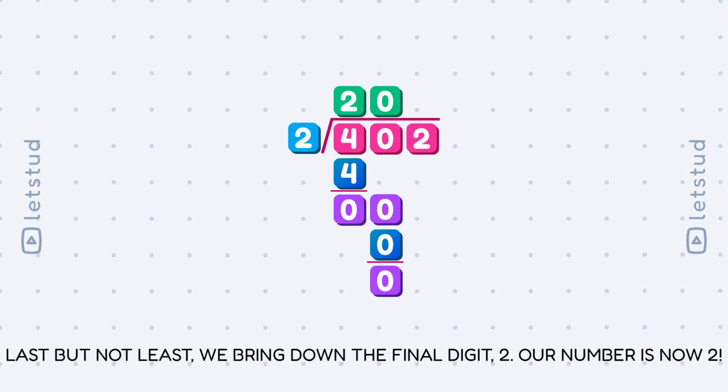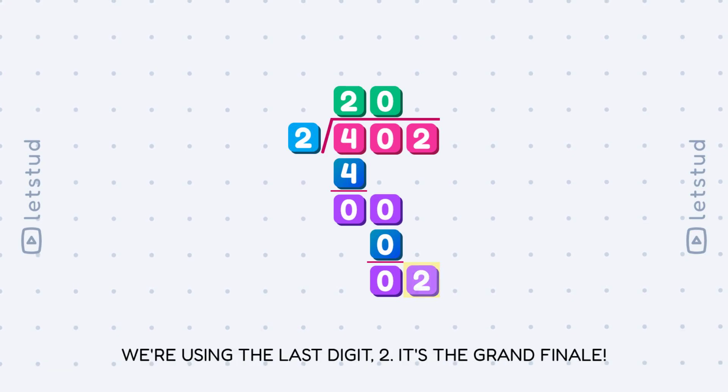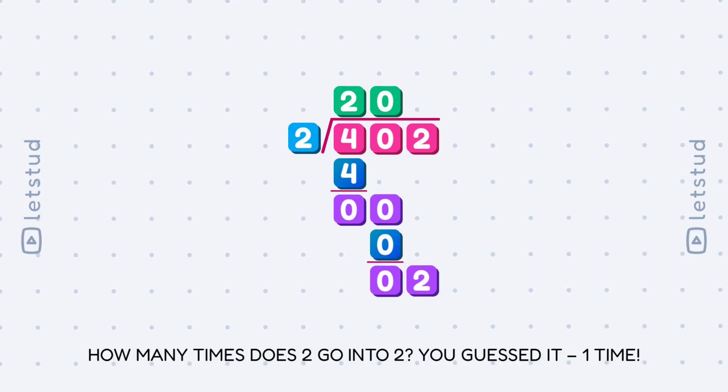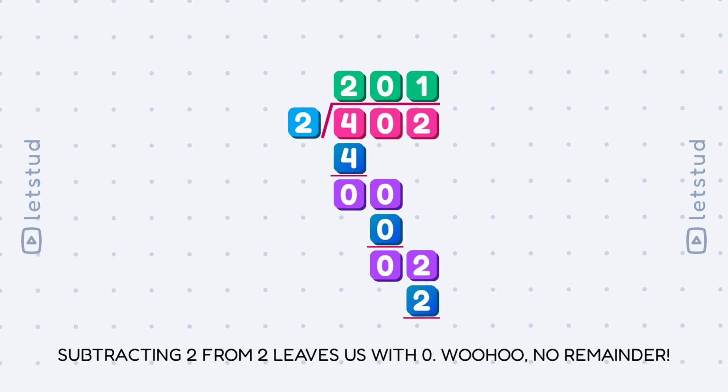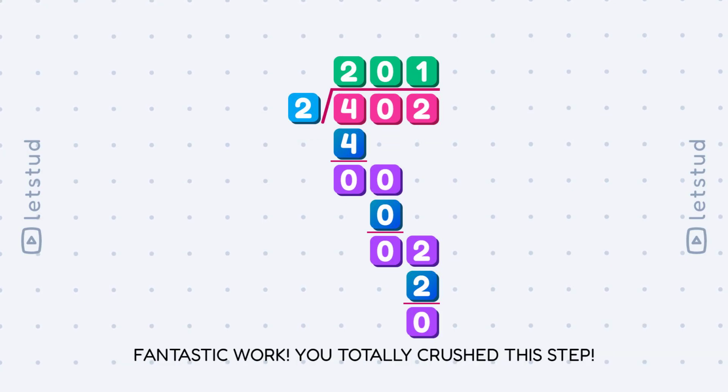Last but not least, we bring down the final digit 2. Our number is now 2. We're using the last digit 2, it's the grand finale. How many times does 2 go into 2? You guessed it, 1 time. Let's check: 1 times 2 equals 2, exactly. Subtracting 2 from 2 leaves us with 0. Woohoo, no remainder. Fantastic work, you totally crushed this step.